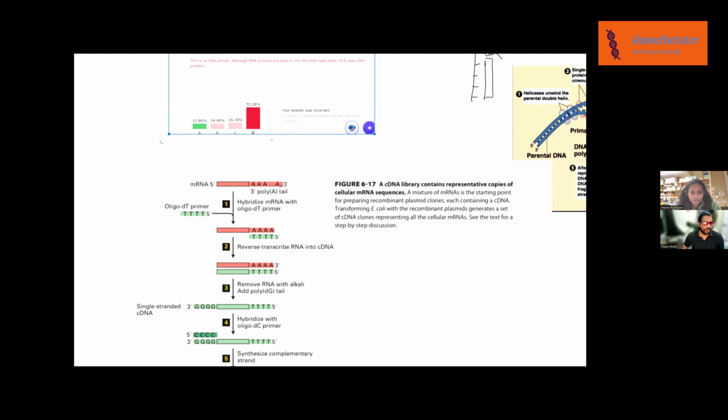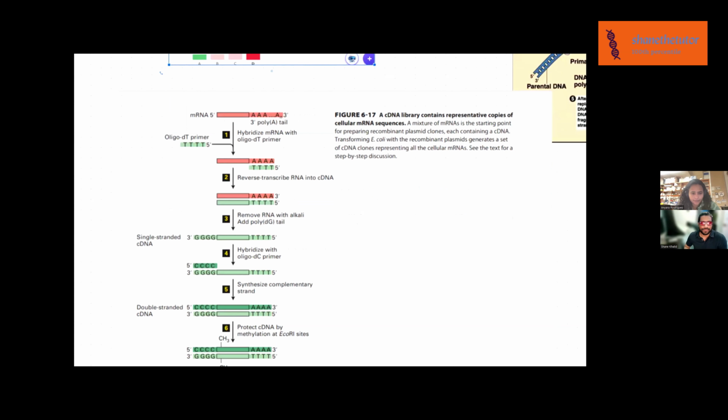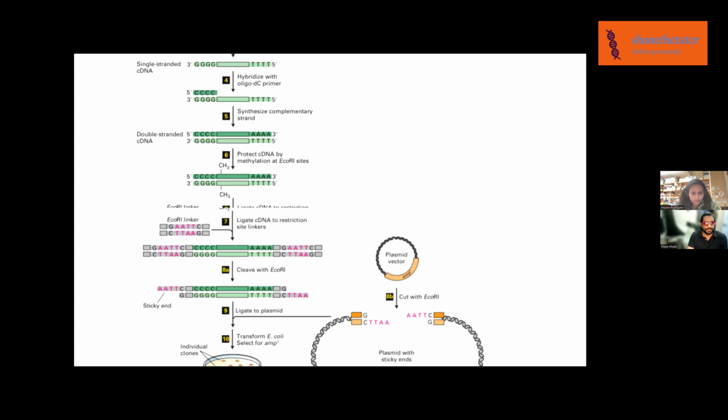So we start off with an mRNA up top, and we hybridize it with this primer, DNA primer, that is. And we start to reverse transcribe RNA into cDNA. So we see that happening. And then we remove the RNA with something and we add this tail to get our single-stranded cDNA, and the rest of it just proceeds as you would expect.